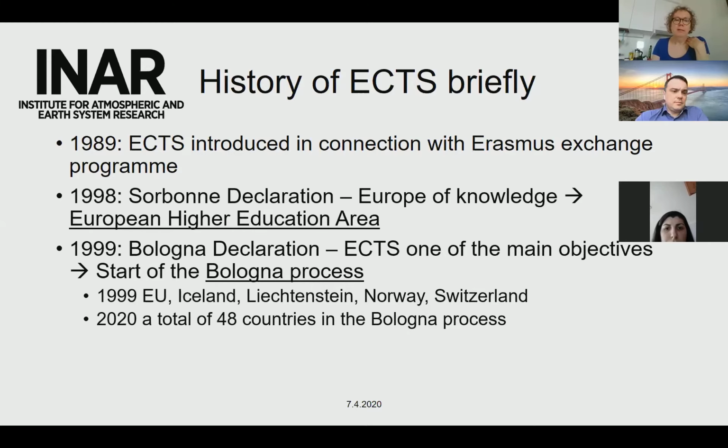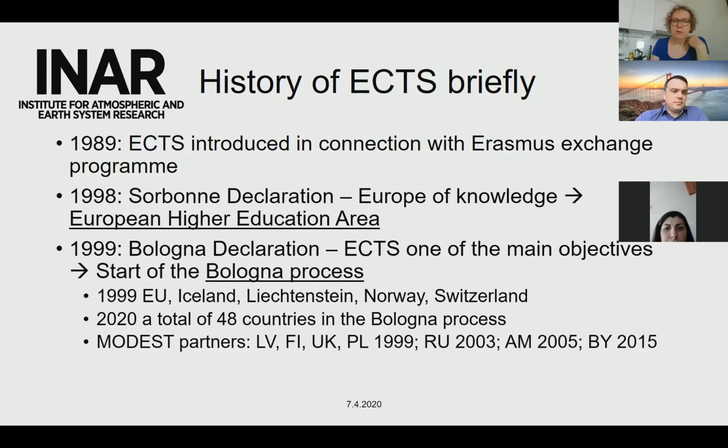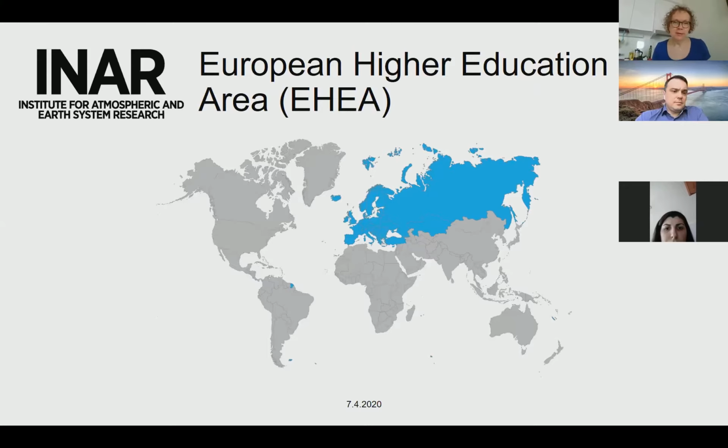Back in 1999, when it was started, it was basically European Union countries and some others. And gradually it has grown to cover, in principle, pretty much all of the European countries, 48 countries that are in the Bologna process right now, including all the project partners, where Finland, Latvia, UK, and Poland were aboard from the beginning, Russia joining a couple of years later, followed by Armenia, and Belarus is one of the newest participants in the Bologna process, joined in 2015. Here you can see it on the map. So it's basically all Europe, and actually geographically most of Asia as well, as the whole of Russia. Russia belongs to it.